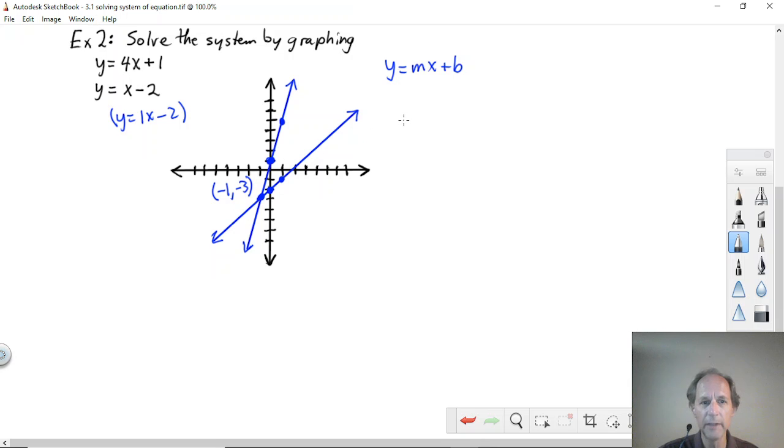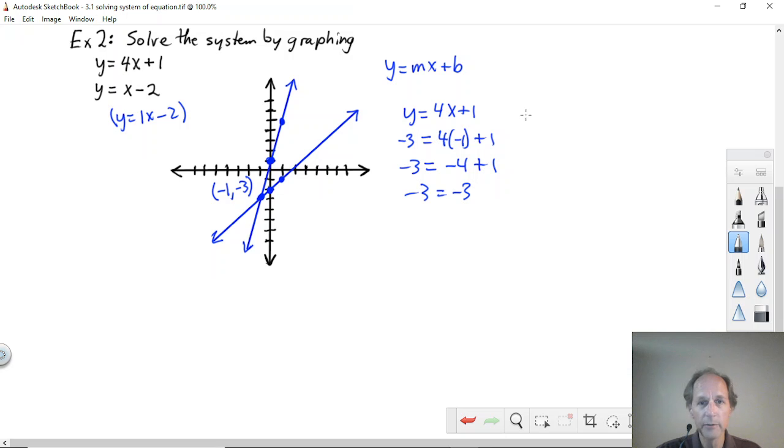So let's put them into the first one. I'll write it over here. Y equals 4x plus 1. So we're saying y is -3, and we take 4, and x is -1. This should be true, right? So -3 equals -4 plus 1. -3 equals -3. It is true. So the point makes that one true.